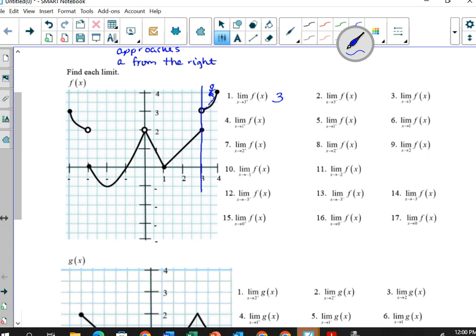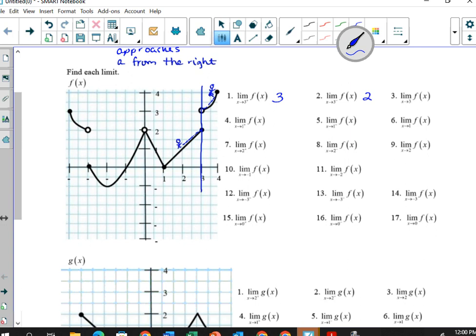Yes. All right, so number 2, as x approaches 3 from the left. So now this guy is over here. He's hiking, he's working real hard. When he gets to the wall, what y value is he at? 2. Okay, we've done question 2.